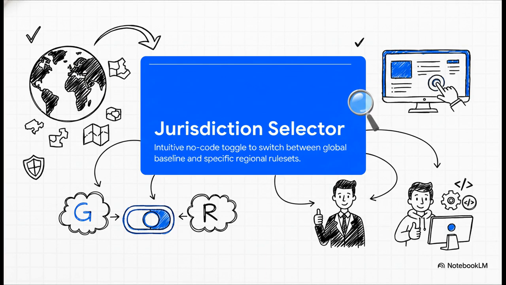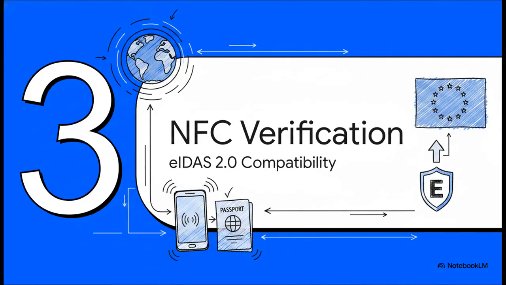It leaves your developers completely free to do what they actually do best, which is build great features. All right, Section 3, High Assurance NFC Verification and eIDAS 2.0 compatibility. This is exactly how UID is staying way ahead of the curve.